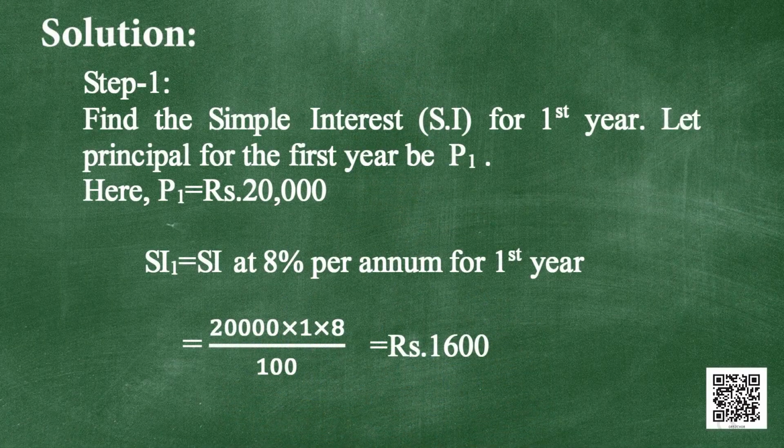In step 1, find the simple interest for the first year. Let the principal for the first year be P1. In this case, P1 is equal to rupees 20,000. So SI1, that is simple interest at 8% per annum for the first year, by using our formula PTR by 100, we have 20,000 multiplied by 1 multiplied by 8 divided by 100, that is equal to rupees 1,600.